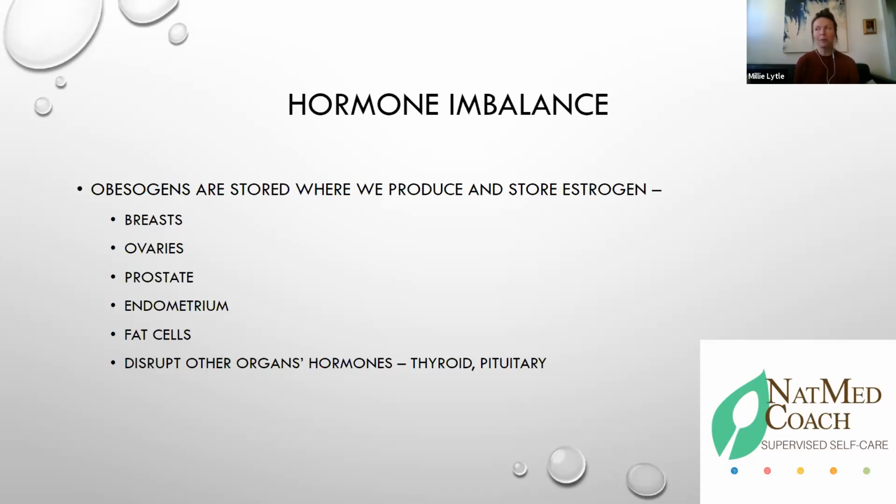And so being exposed to all these obesogens matters, because they tend to be stored where estrogen is stored, because they tend to be xenoestrogens. They get stored in the breast, the ovaries, the prostate, the endometrium, which is the lining of the uterus. They get stored in the fat cells, and they disrupt other organs' hormones. So they definitely disrupt our testosterone. They make men more estrogenic. They affect our pituitary gland, our thyroid gland. They increase our stress hormones. They reduce our ability to fight and get rid of these bad hormones on their own. And they increase risk for cancers, for these estrogen-linked cancers.